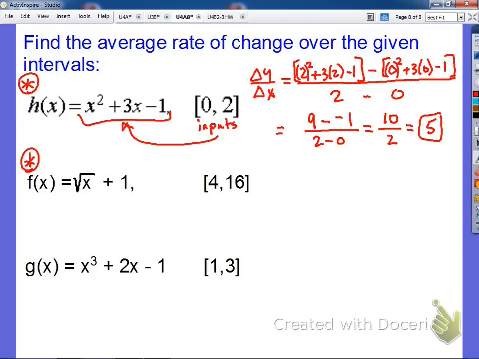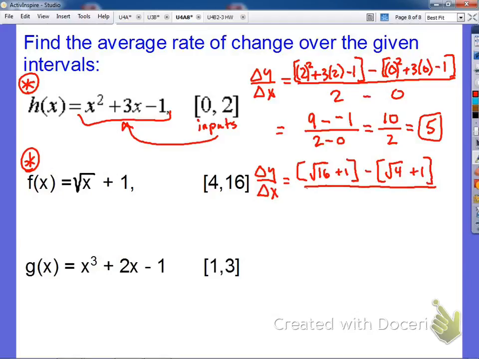For the next problem, same story. Change in y over the change in x. This is equal to the square root of 16 plus 1 minus the square root of 4 plus 1, all over 16 minus 4.